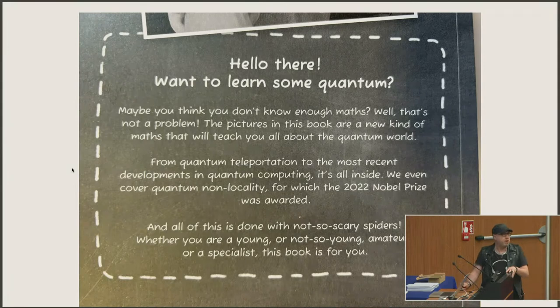So basically, this is a book that's readable by people who don't know any maths. What you're going to learn about today is a new way to do quantum mechanics, where you can actually do very sophisticated stuff, but for which you don't need to know any maths, really. So that's kind of cool.